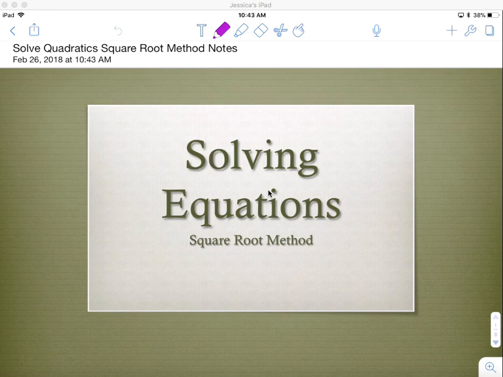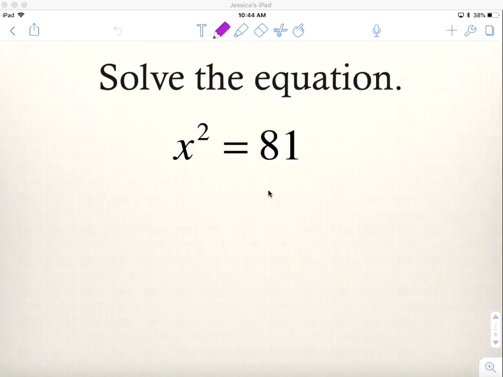Today we are solving equations using the square root method. So we're still getting x by itself like we've done all year long. Now you're just going to have an x squared in the equation. So starting with x squared equals 81, the opposite of squaring something is to square root it.